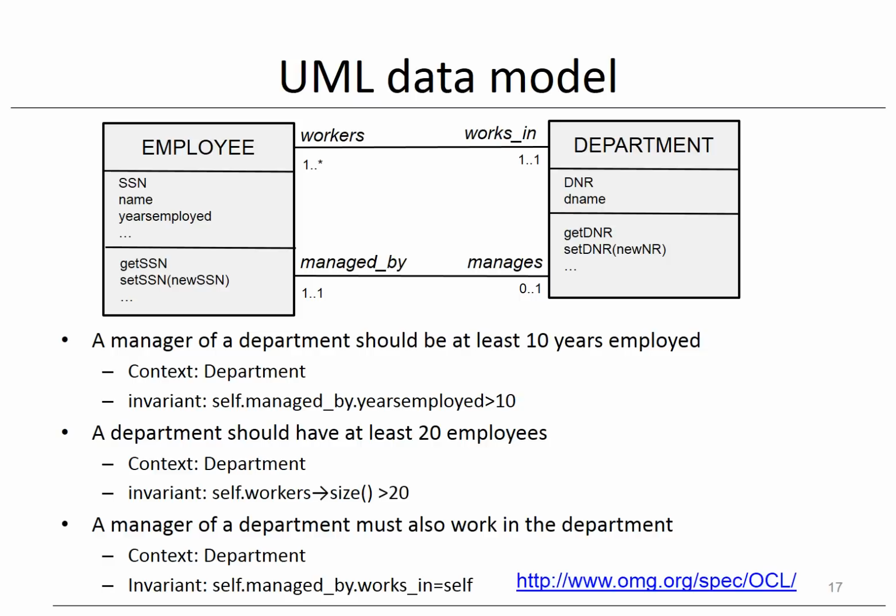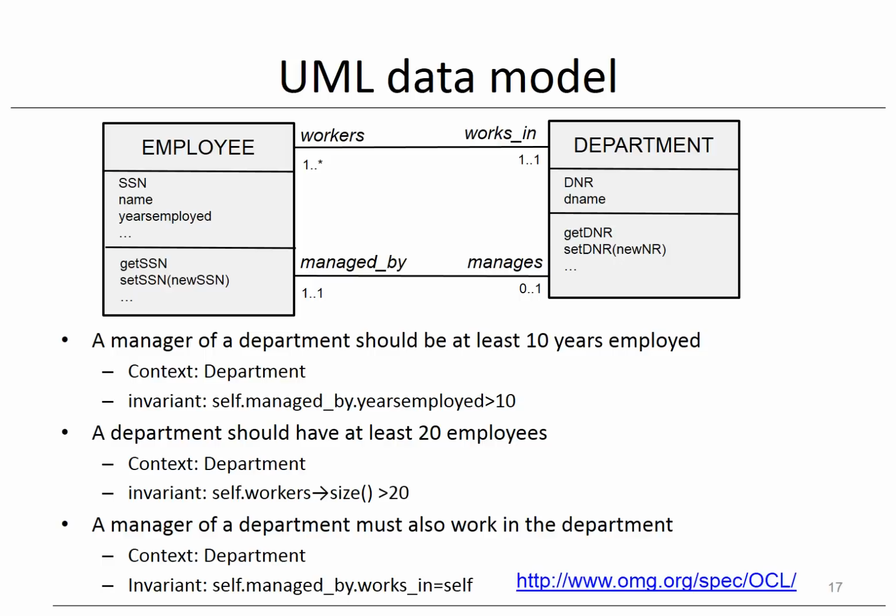OCL also allows us to define more complex constraints. Here, you can see our two classes, employee and department. They are connected with two associations to define which employee works in what department and which employee manages what department. Note the role names which have been added to both associations. Various constraints can now be added.